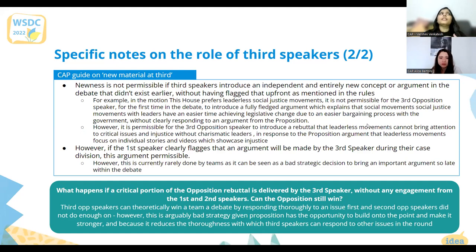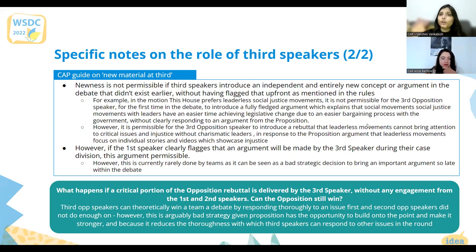The third thing to say is, if you have just said a throwaway line somewhere, and your third speaker is doing all the work in making that line into a paragraph, two paragraphs. One is, have they made those two paragraphs responsive to material that existed in the debate? If they've managed to do that, then that should be credited.